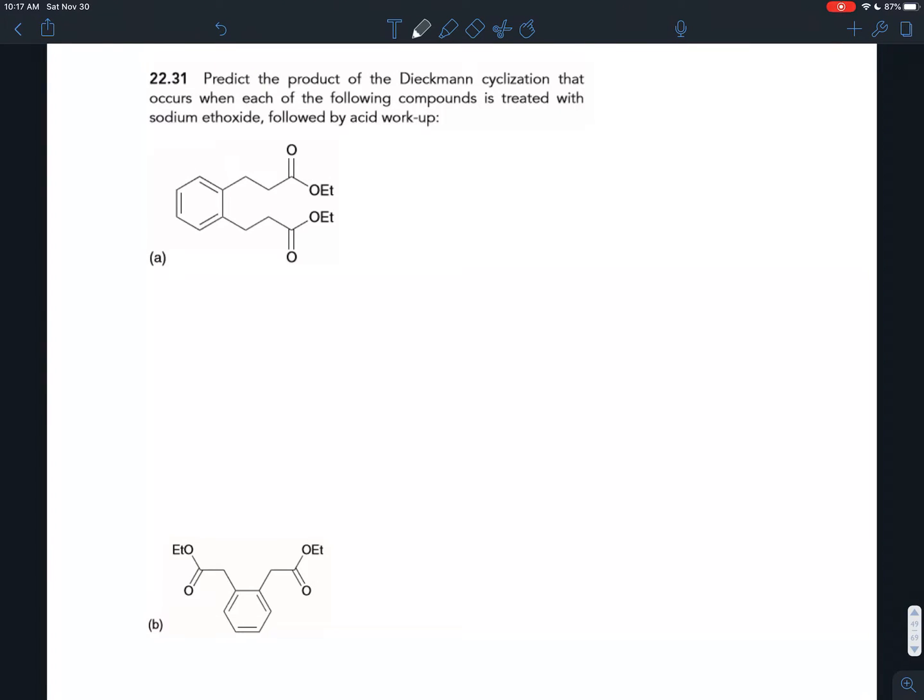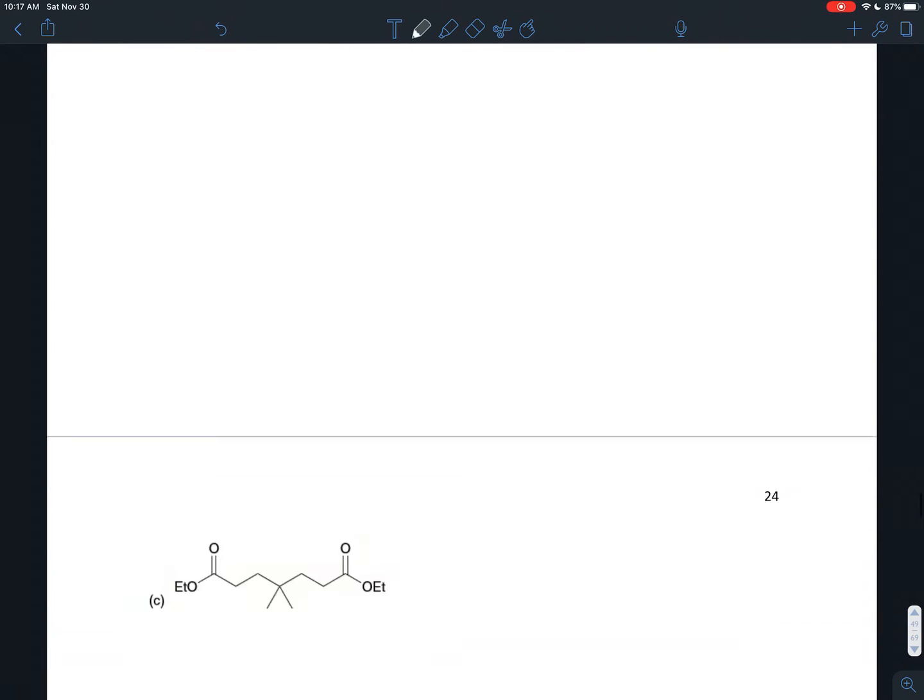If you do a Claisen condensation and you create a ring from it, then it's technically called a Dieckmann cyclization. This happens when you have two esters in one molecule, and the Claisen condensation is intramolecular. It's all happening within one molecule. That's how you create the ring. So let's try to do a couple of these Dieckmann cyclizations.